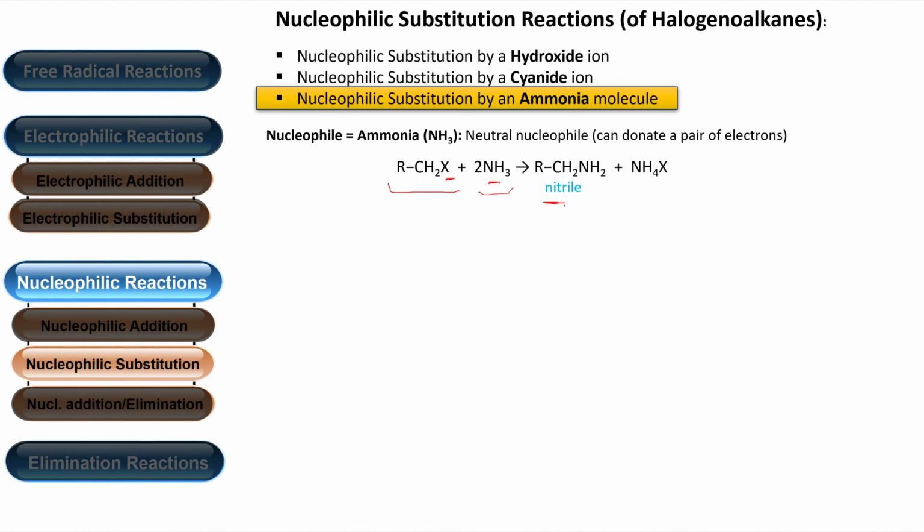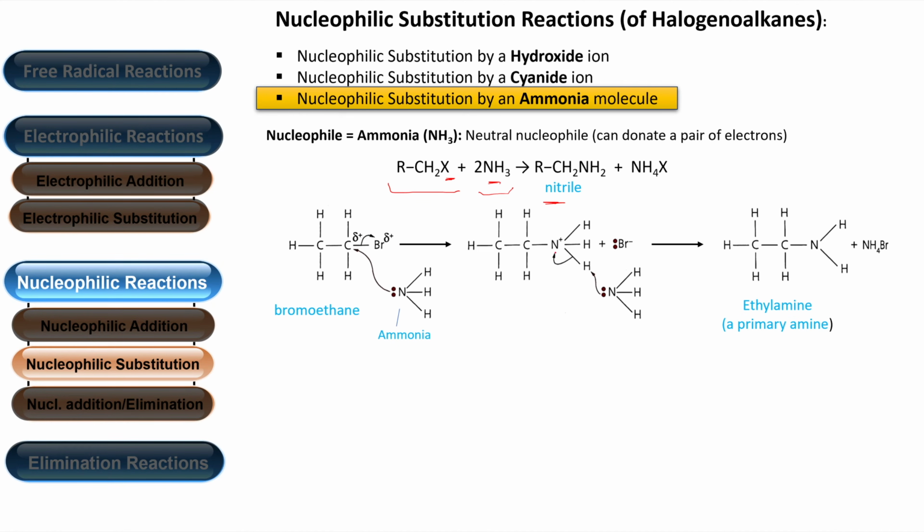So we get nitrile as a product. So the example here is bromoethane plus ammonia, because the nitrogen in the ammonia carries a pair of electrons. So we put a curly arrow from the nitrogen to the carbon, showing that the carbon will make a bond with the nitrogen, and at the same time we put another curly arrow between carbon and bromine, showing that bromine will take a pair of electrons and become Br negative.